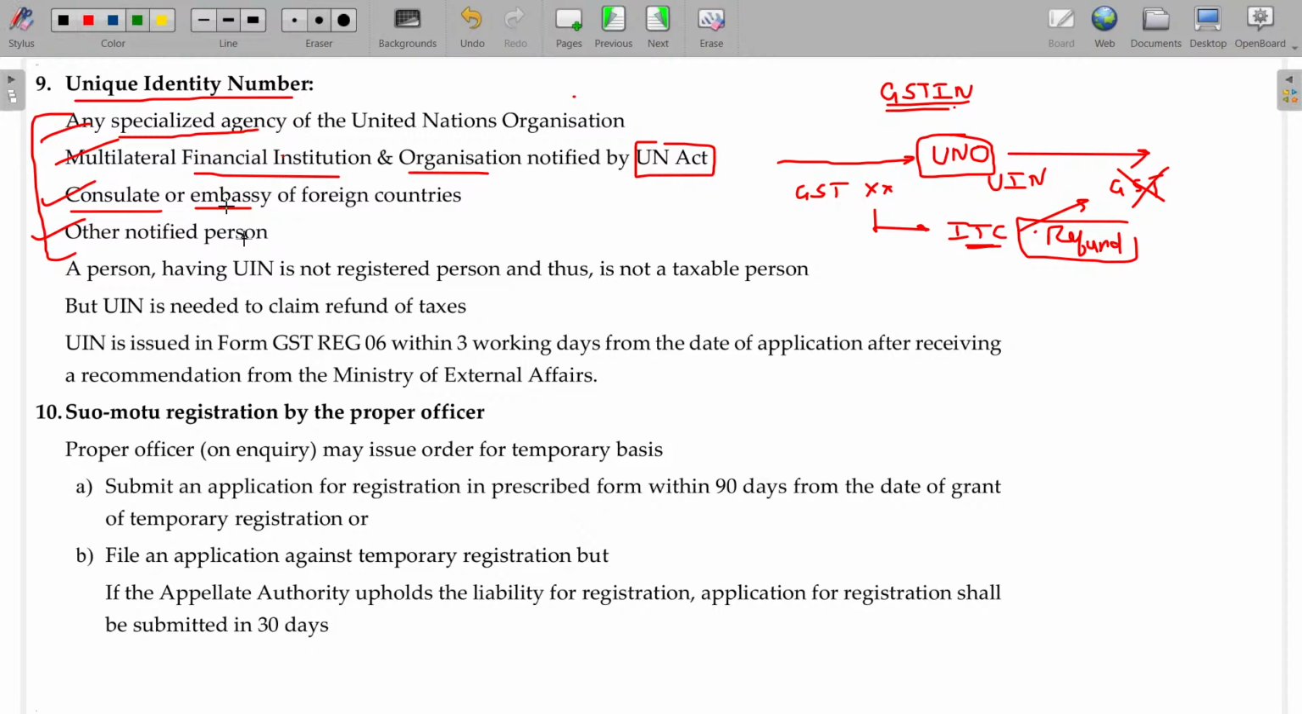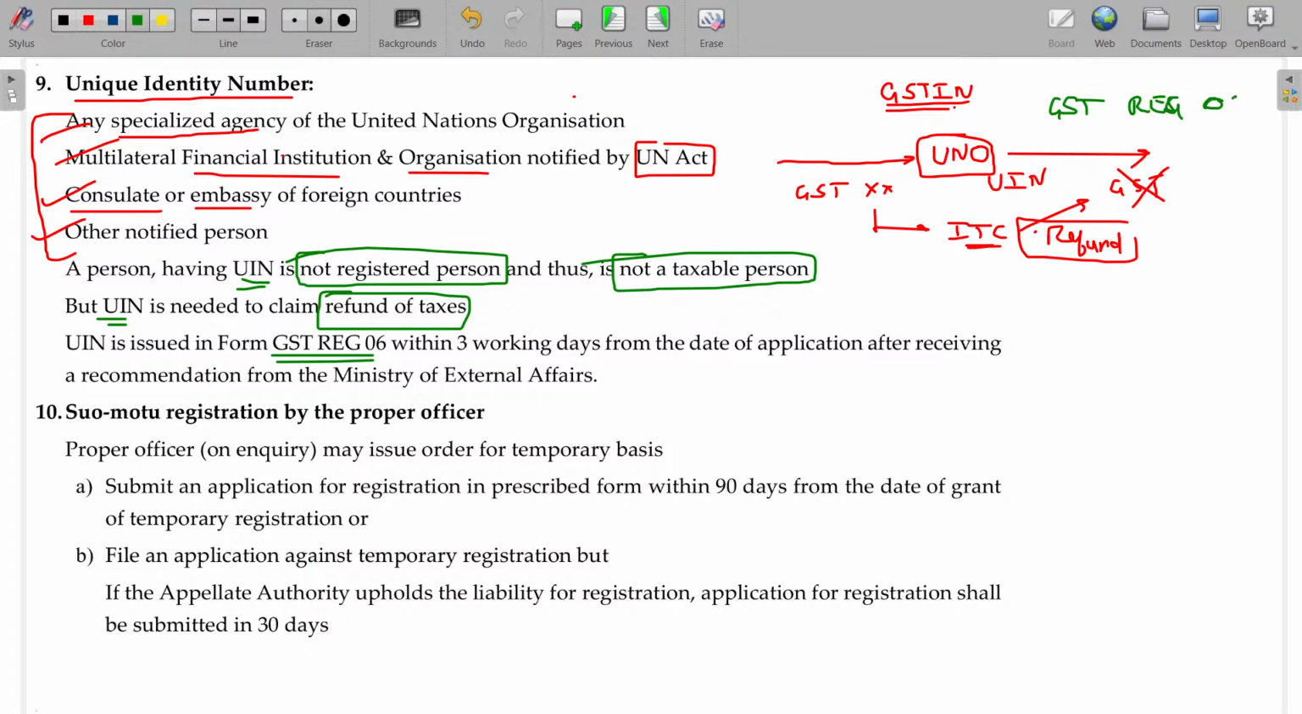Okay. A person having UIN is not a registered person. He is considered as not a registered person and not a taxable person. But UIN is needed to claim a refund of taxes paid on purchase of the material, right? UIN is issued in form number GST REG 6. So, for them, they will get the GST REG 6 form. REG represents registration form.